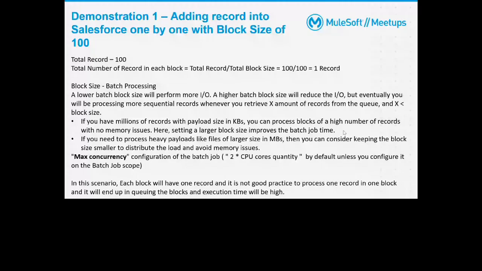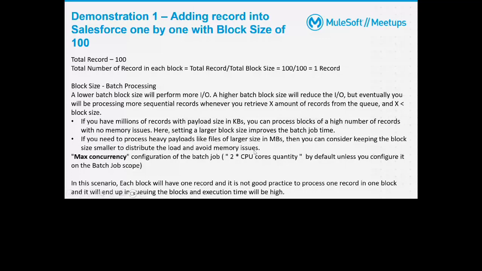Number of records, right? Always, and those records, like one record might be 1 or 2 or 3 or 5 KB, not more than that, right? In that case, always set a higher block size. If you have a heavy payload, like if you want to process images, or single data which is 1 MB, 2 MB or 3 MB, right? In that case, always set a lower block size, otherwise it will lead to a memory issue.